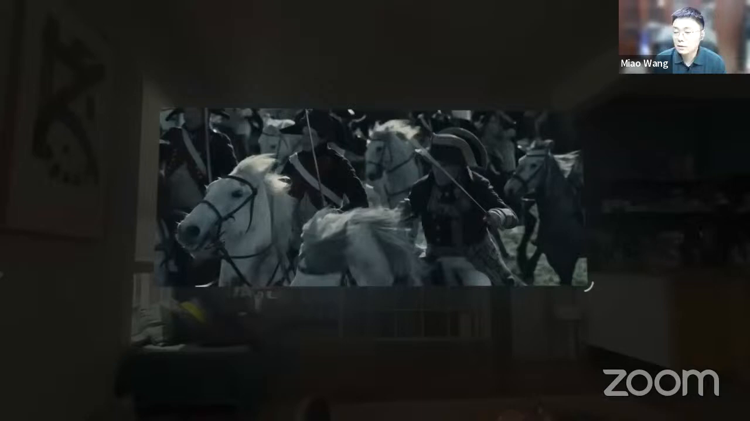Okay, so in virtual reality, there are three I characteristics: the immersion.